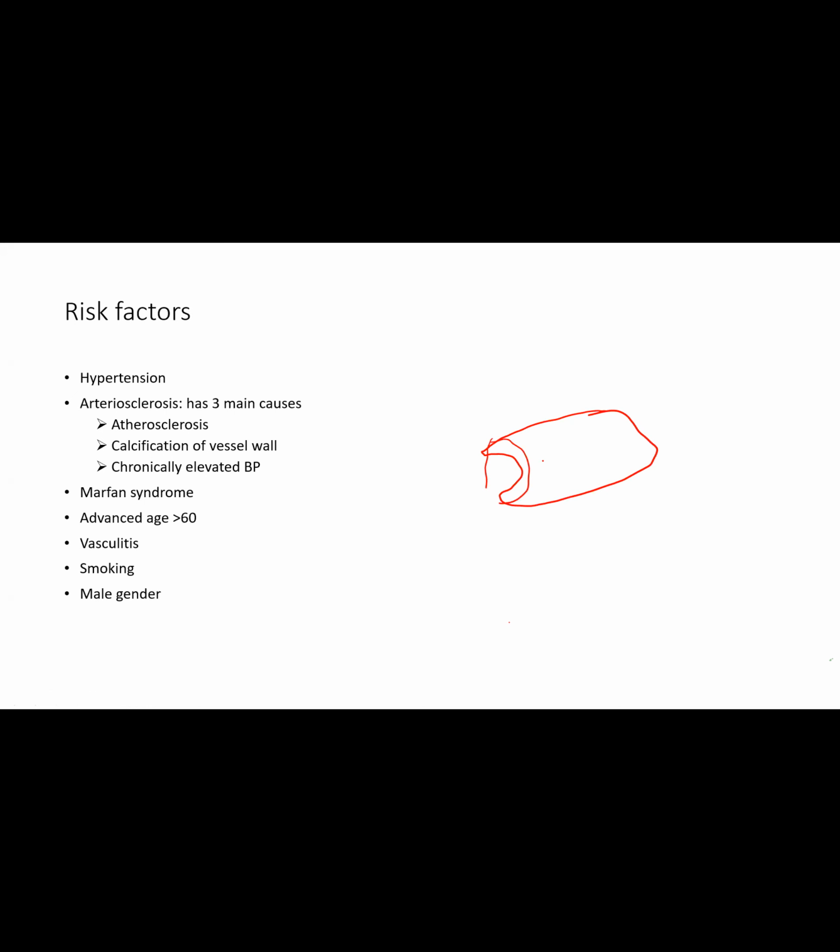The aorta has the vasa vasorum, these are like the vessels, like what we described earlier. These vasa vasorum are glued onto the aortic wall.